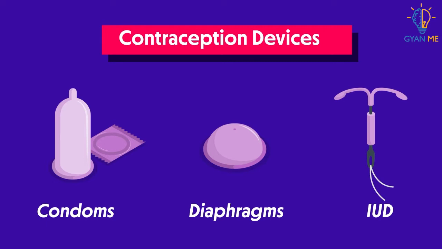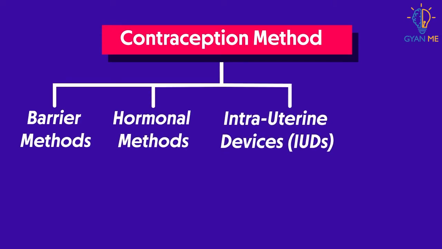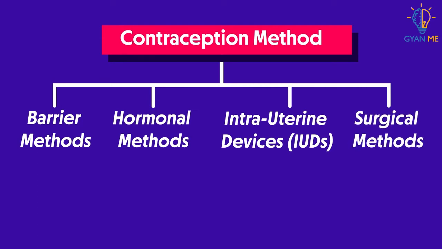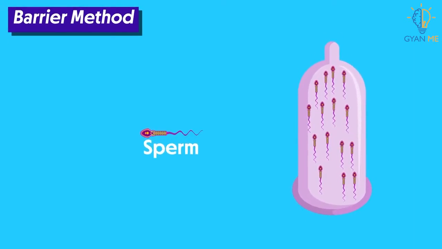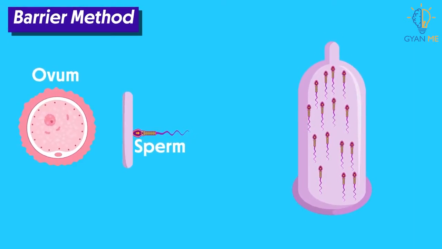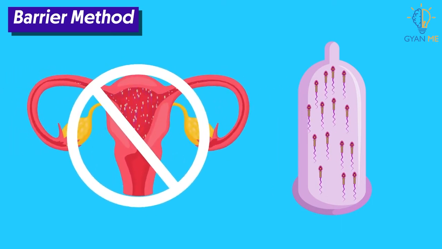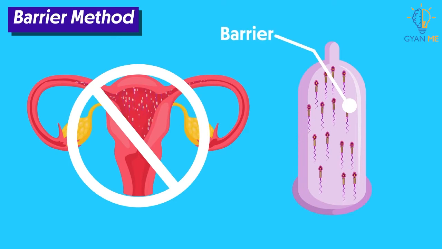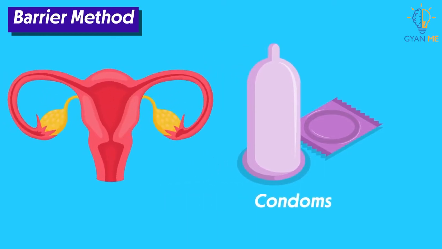Common contraceptive methods used to prevent pregnancy are barrier methods, hormonal methods, intrauterine devices or IUDs, and surgical methods. Let's see the barrier method. This method prevents sperms from meeting the ovum. Its entry into the female reproductive tract is prevented by a barrier. Commonly used barrier by males is condoms. Condoms prevent deposition of sperms in the vagina.